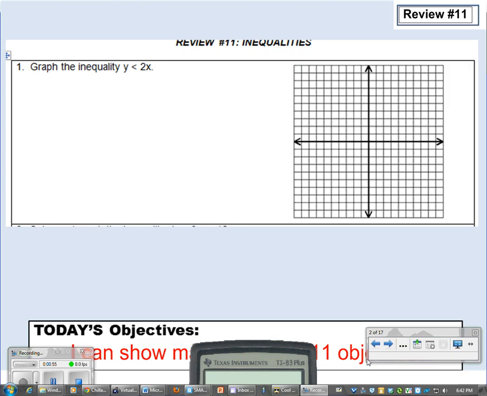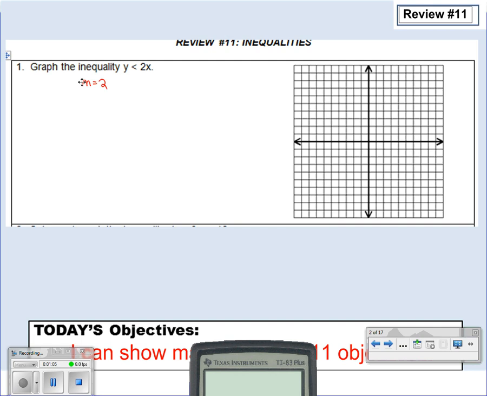Problem number 1, we want to graph the inequality y is less than 2x. This is already in slope-intercept form. So from here, we know that our slope is equal to 2. And since there's nothing added on the end, that means our y-intercept, or the beginning, is 0. It's starting at the origin. The inequality tells us it's less than, not equal to, so that means it's going to be a dashed line and it's going to be shaded below.